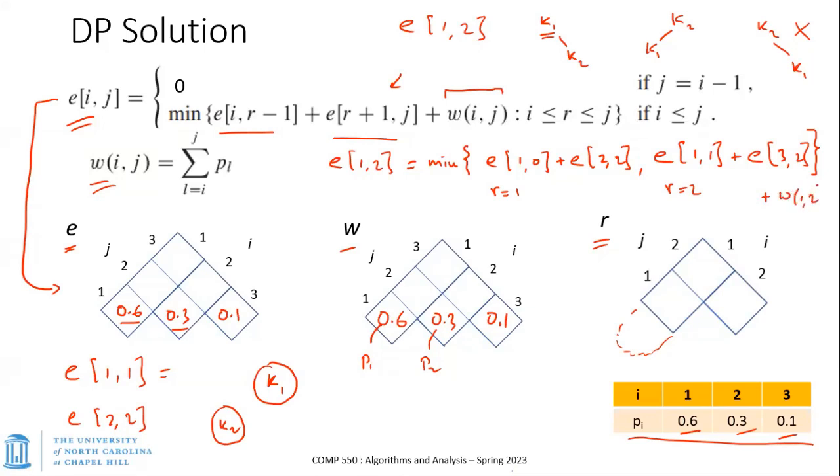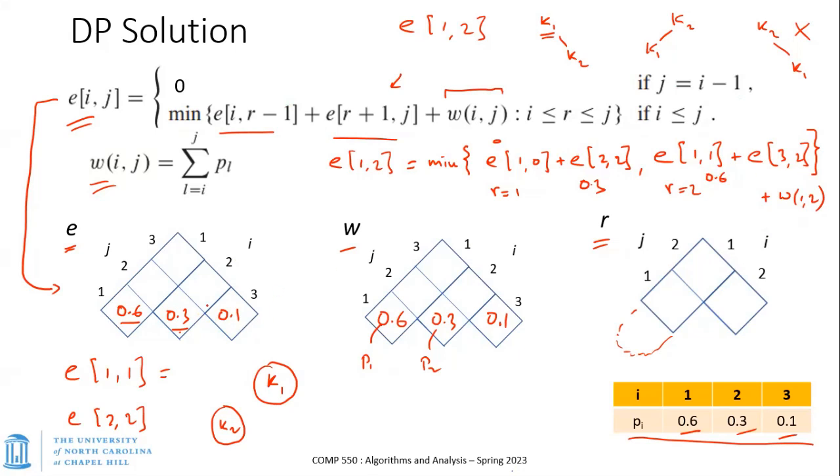So E1,0 is 0 because j is less than i. That's 0. E2,2 is this particular value, 0.3. And E1,1 in this case is 0.6.